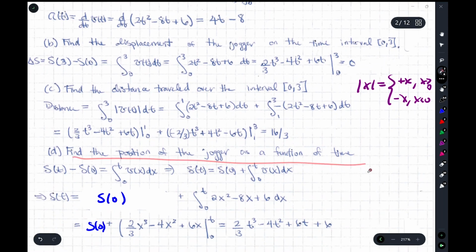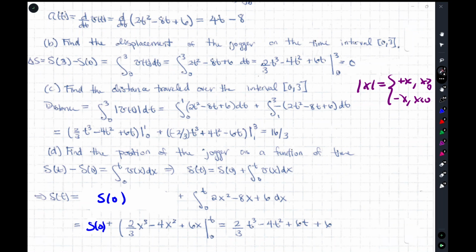Find the position of the jogger as a function of time. Here we're going to just integrate to an arbitrary t. We changed the variable of integration with x. And so we'll have that formula there. We'll plug in v, instead of t here, we're integrating with respect to x so that our bound is not misinterpreted to be the variable of integration. And so plugging that in, we'll get this result here.